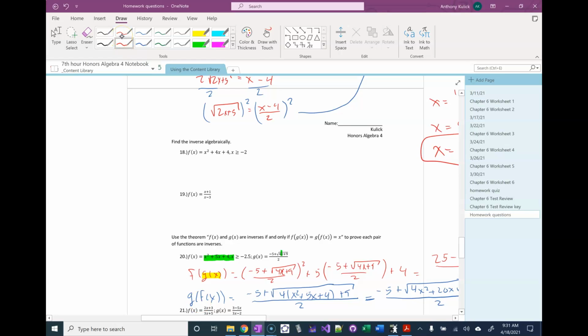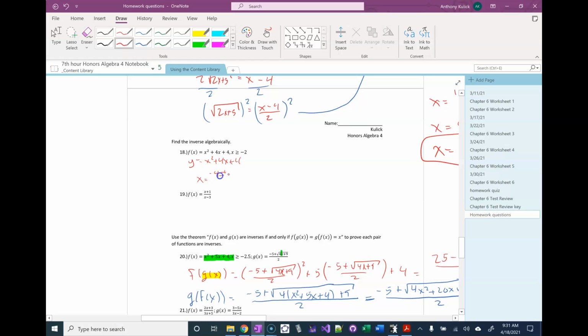This is Chapter 6 review number 18. So here we're asked to find the inverse algebraically. The first thing I'd want to do is take my equation and solve it equal to x. This is a quadratic equation, so I'm just going to use the quadratic formula.